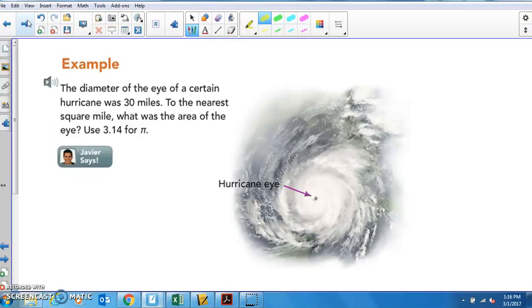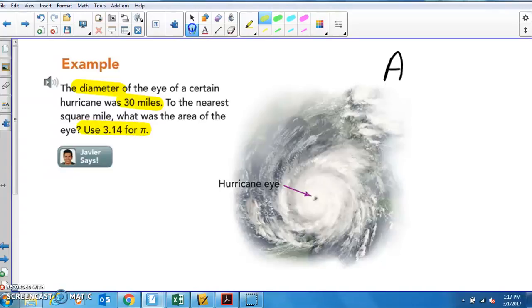All right, I want you to try this one. It says the diameter of an eye of a certain hurricane was 30 miles. So you don't need to copy everything. So let's just say diameter was 30 miles. And we want to the nearest square mile, what was the area of the eye? We're going to use 3.14. So we're not finding the exact.